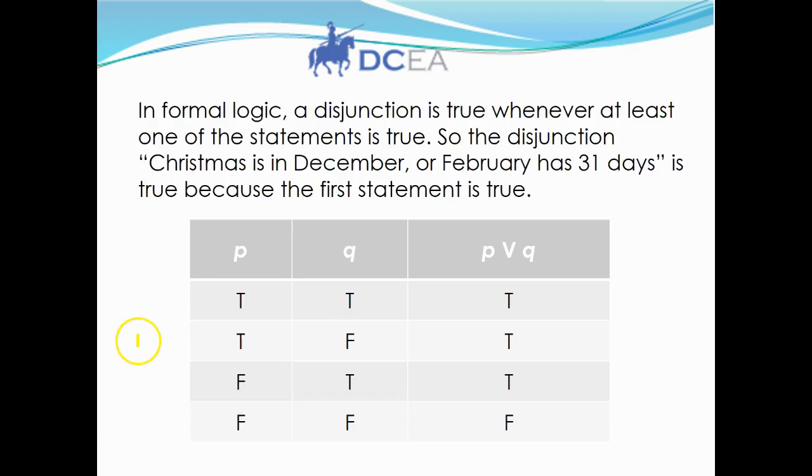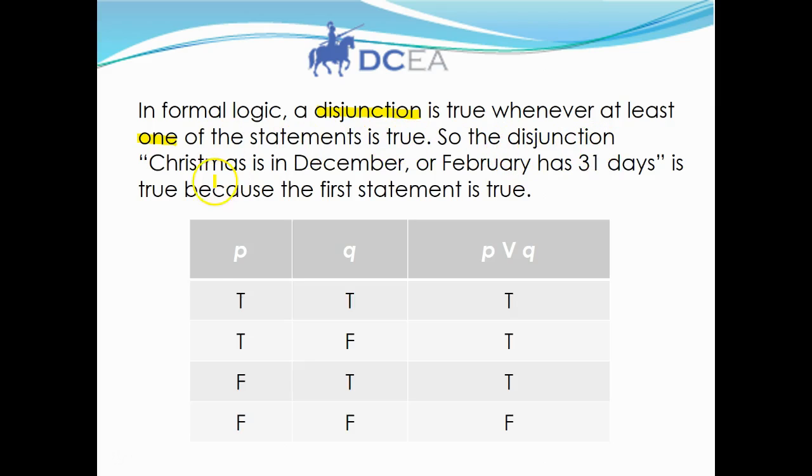In formal logic, we also have a disjunction. So we had a conjunction, which is the word and, and now we have a disjunction. A disjunction is true whenever at least one of the statements is true. So in your notes you could have: conjunction, two statements must be true to be true. With a disjunction, one statement must be true for the answer to be true.